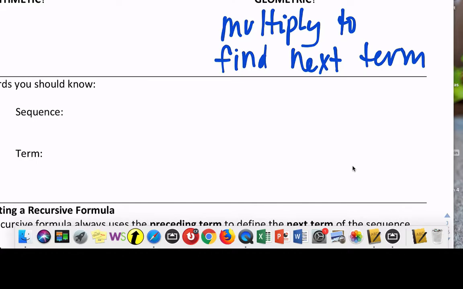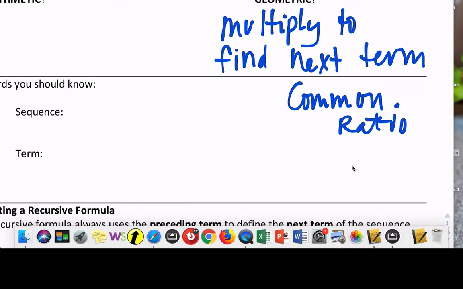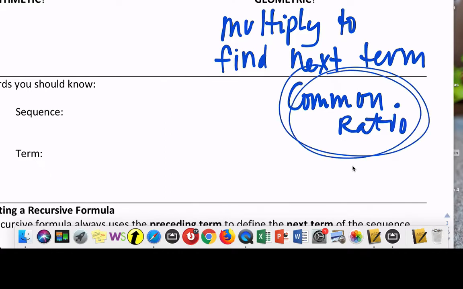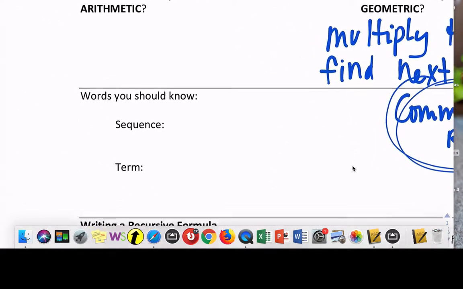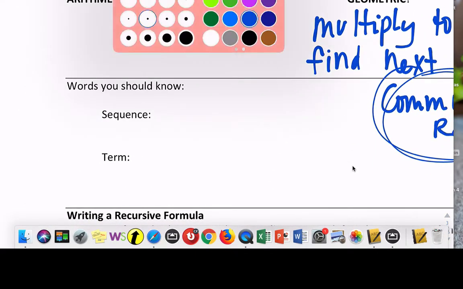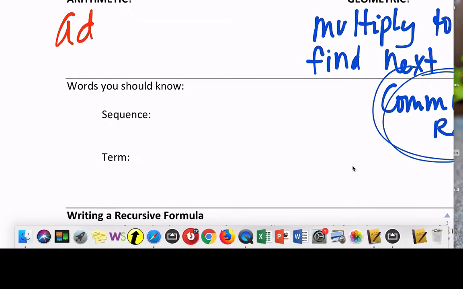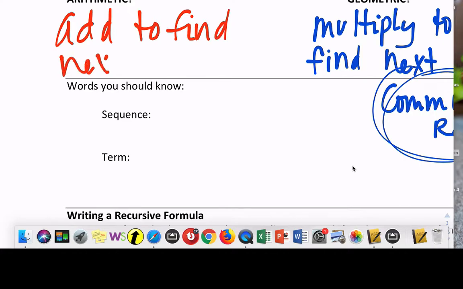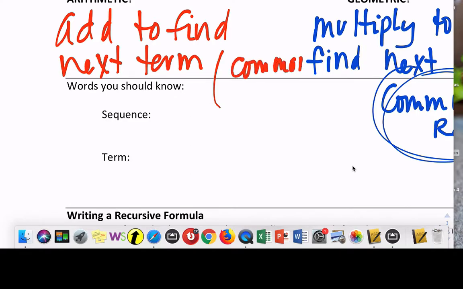And what do we multiply by? It's called a common ratio. So whatever you multiply or divide by, that's called that common ratio. What's that number you're multiplying or dividing by to find the next term? If it's arithmetic, you're adding or subtracting to find the next term, but we usually look at adding. You can add a negative as well. So you add to find the next term. And what you add or subtract, that's called a common difference.